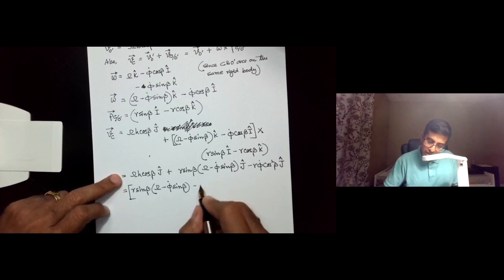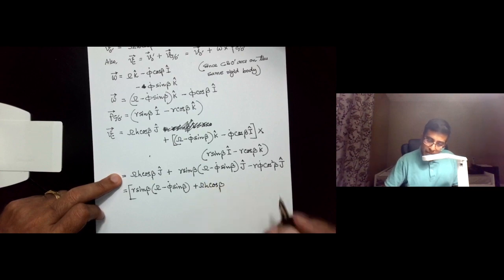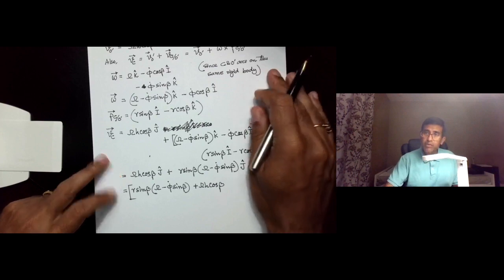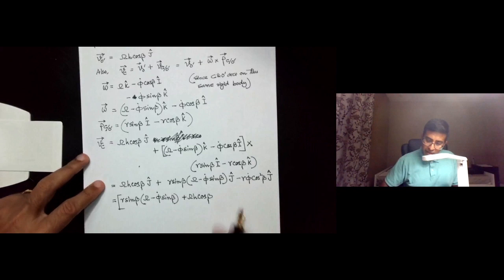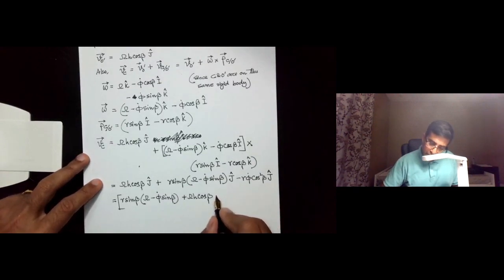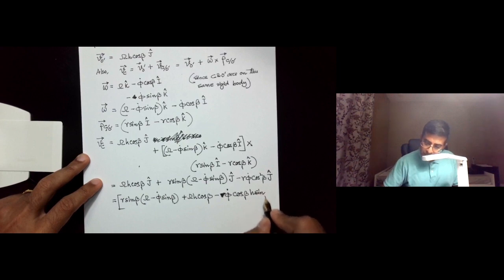Okay, so I can write this as plus omega h cosine beta, and r cosine beta is equal to h sine beta. If you recall from here, we derived r cosine beta is equal to h sine beta. So we will have minus r phi dot, or rather just phi dot cosine beta times h sine beta.